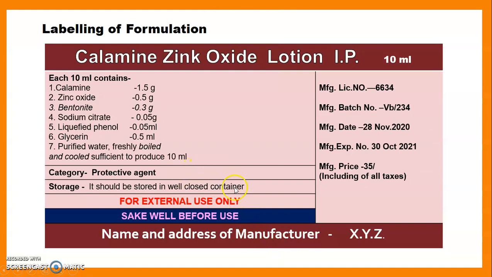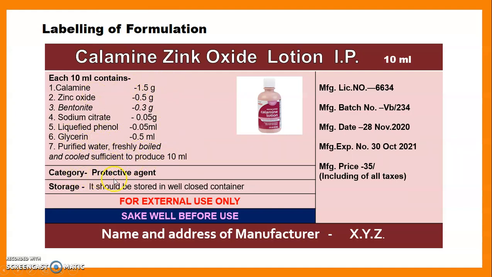Labeling should be done in such a manner. First of all, it contains the name of our preparation at the top of the label, and at the right hand side it contains the volume of our preparation. Then it contains the concentration and name of the ingredients. Here we mention each 10 ml contains: calamine, zinc oxide, bentonite, sodium citrate, liquid phenol, glycerin, water. All the ingredients should be mentioned.